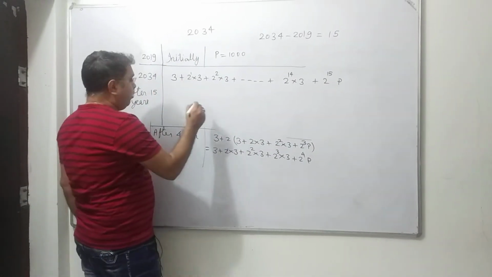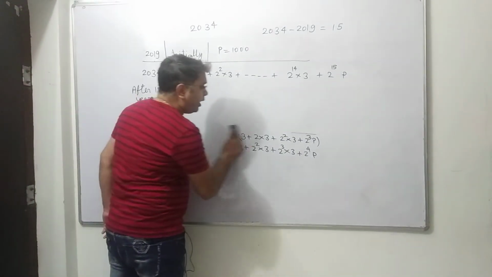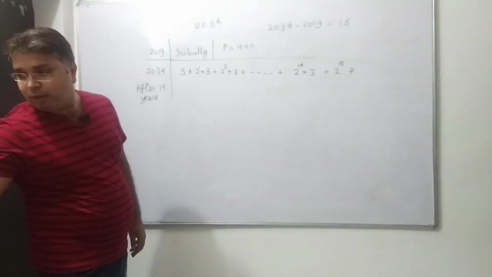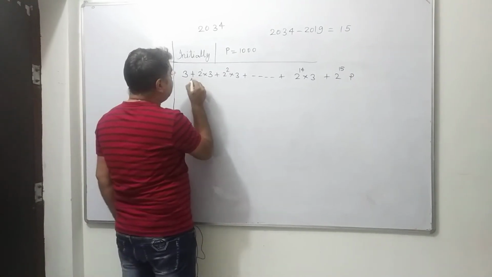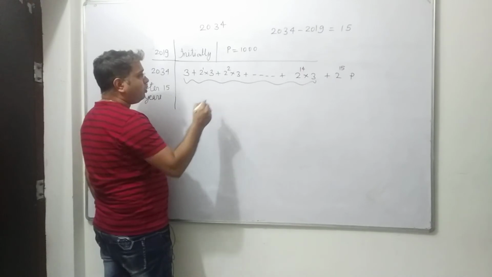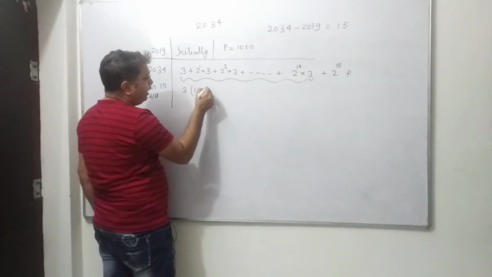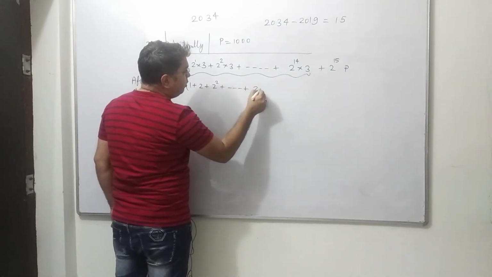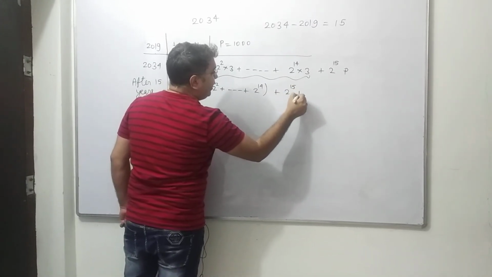Okay. Now what will we do? We have determined the pattern. Now what to do? We have to sum this. How to do the sum? First we will see this part. We can take 3 common from this part, and inside we get 2 plus 2 square and so on till 2 to the power 14, plus 2 to the power 15 p.